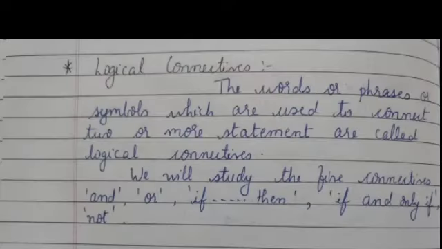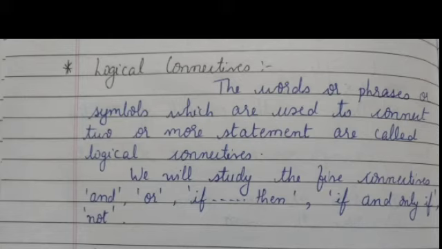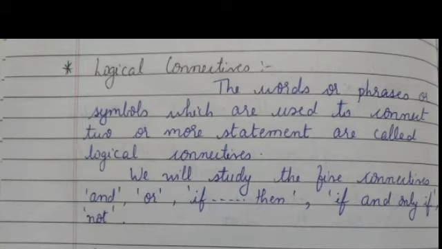Now we are going to study logical connectives. What is a logical connective? A word or a phrase or symbol which is used to connect two or more statements is called a logical connective. We will study 5 logical connectives: and, or, if then, if and only if, and not. In our syllabus we have 5 connectives which are and, or, if then, if and only if, and not.